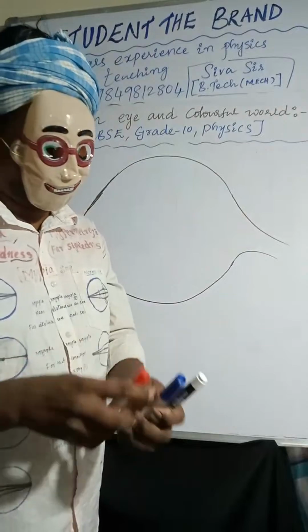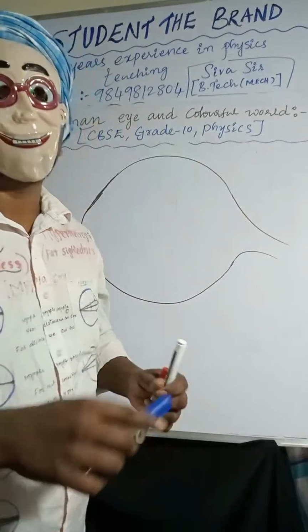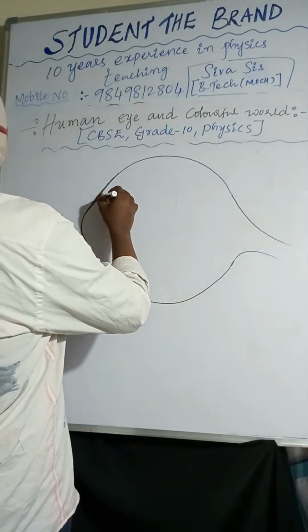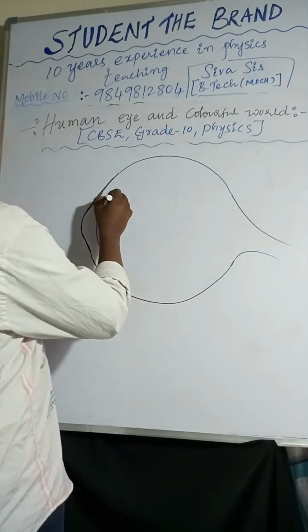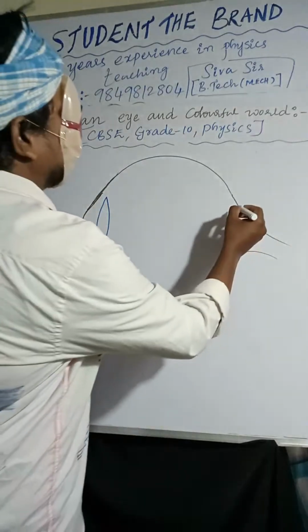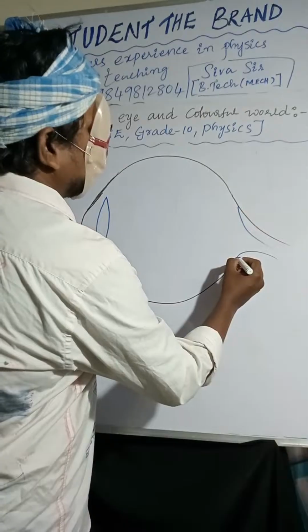Eye lens you have to place. What is the lens inside the eye? That is a convex lens. This is a convex lens. These are the ciliary muscles.